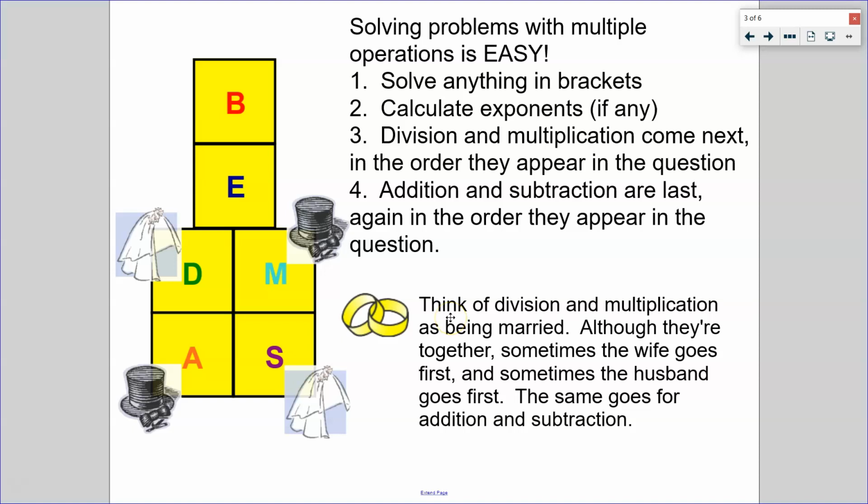So think of division and multiplication as being married. That's what my visuals are here. Although they're together, sometimes the wife goes first and sometimes the husband goes first. So the same goes for addition and subtraction. It's the order they appear in the question. So these can be flipped around.